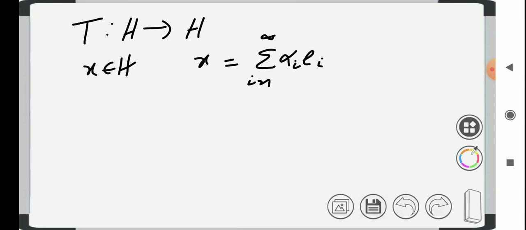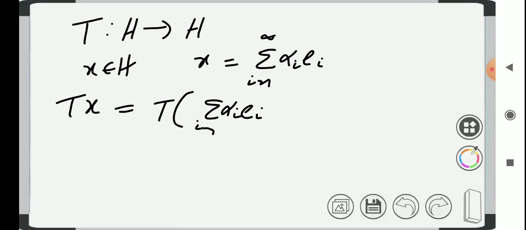Now we will first obtain the image Tx, then we will try to compute its adjoint. So let us first define Tx. Tx will be simply T of the summation of alpha_i e_i, i goes to infinity. Since T is a bounded linear operator, we can first write this as a limit and bring it out and take the finite sum out, because this is a linear operator. We cannot bring the infinite sum out directly, because linearity is only finite.